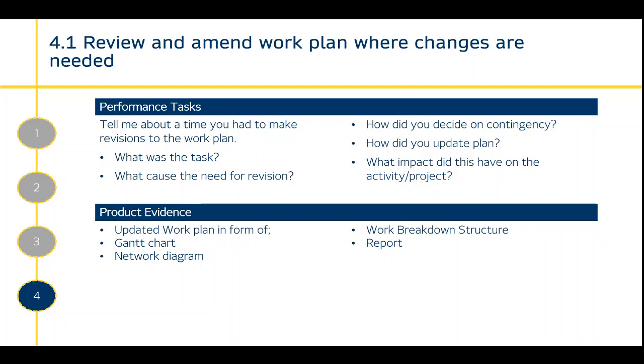How did you decide on contingency? How did you update the plan? What impact did this have on the activity of the project? Product evidence for this would be an updated work plan in the form of a Gantt chart, network diagram, work breakdown structure or report.